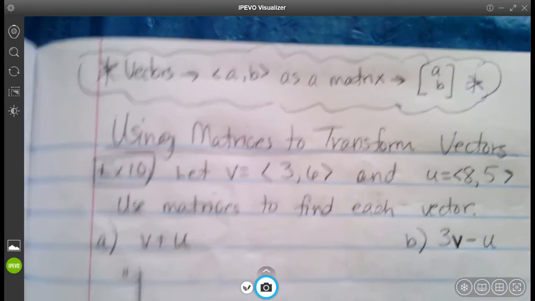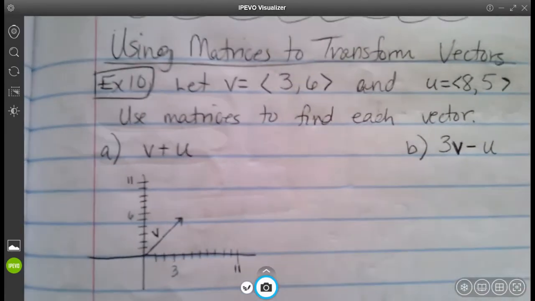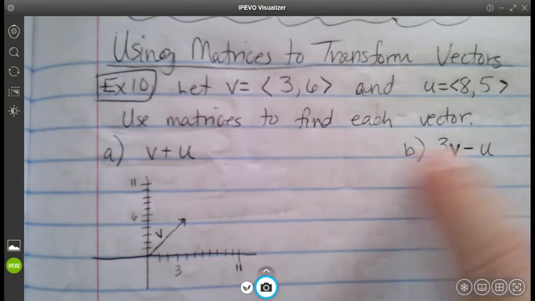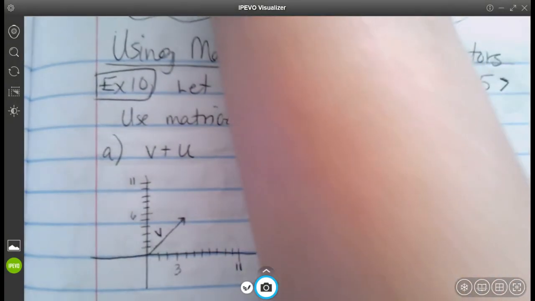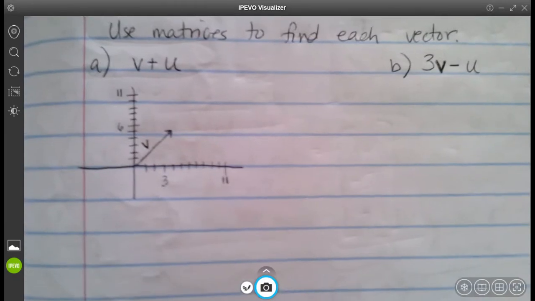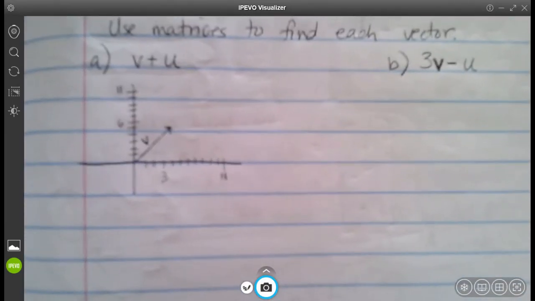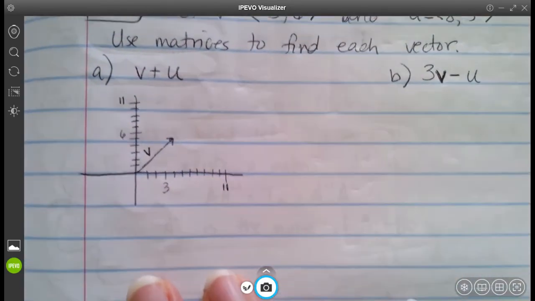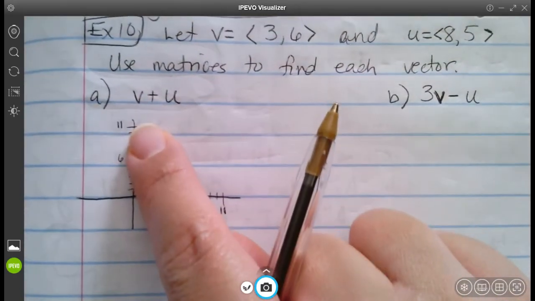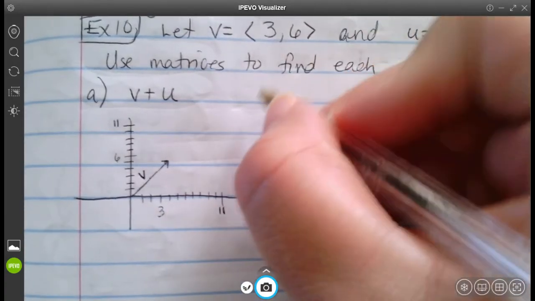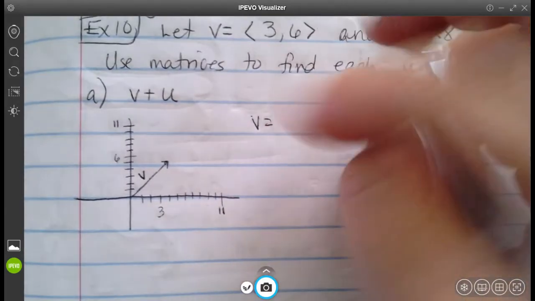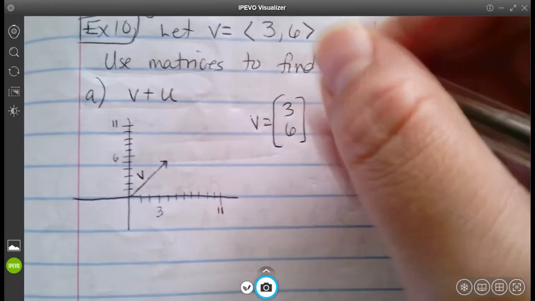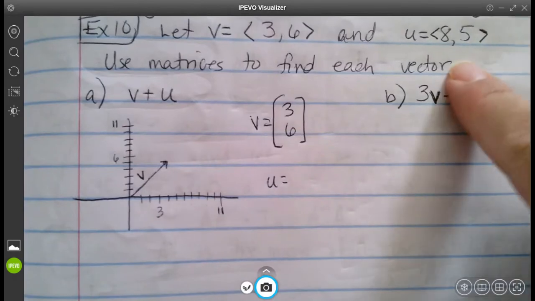So let V, one of the vectors, be equal to 3, 6, and U equal to 8, 5. We're going to use matrices to find each vector. So in the first part, we have V plus U, and I have a little picture here. This is the only one I'm going to do a picture for, just so you can see how it works with the application here. I'm going to add V plus U. So let's go ahead and rewrite V. V is 3, 6. I'm going to write it as a matrix instead. So 3, 6. And then U is 8, 5.